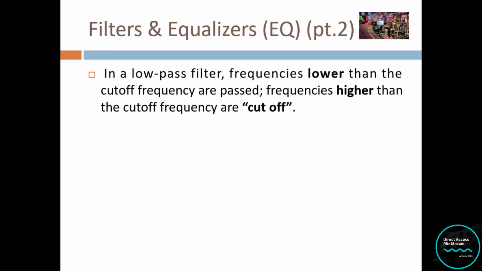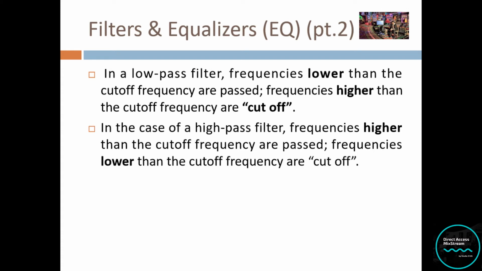Filters, so that's filters. In a low-pass filter, frequencies lower than the cutoff frequency are passed. Frequencies higher than the cutoff frequency are cut off. Now, in the case of a high-pass filter, frequencies higher than the cutoff frequency are passed. Frequencies lower than the cutoff frequency are cut off. So I explained that earlier already.